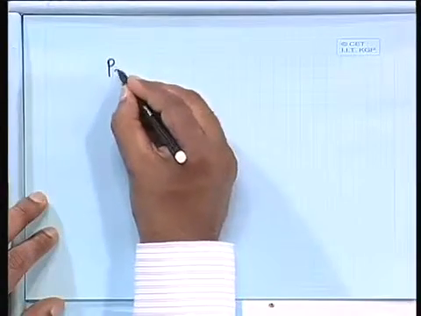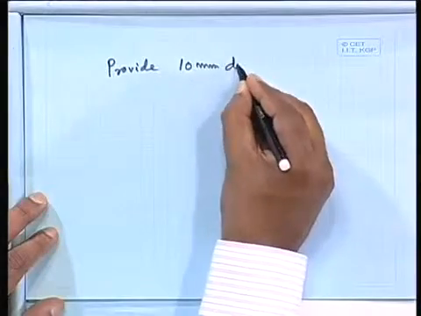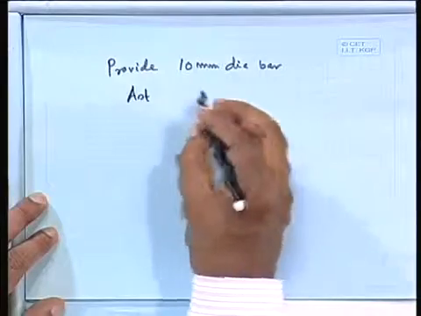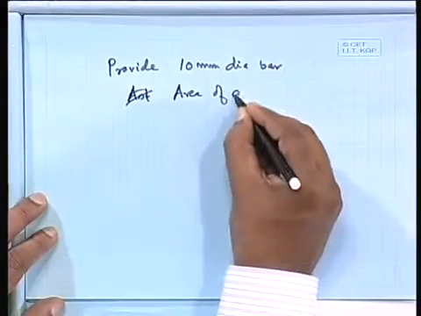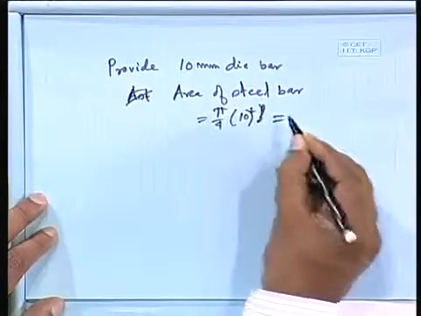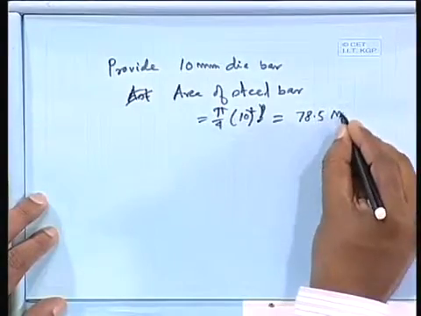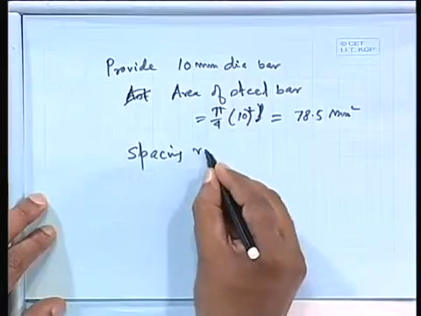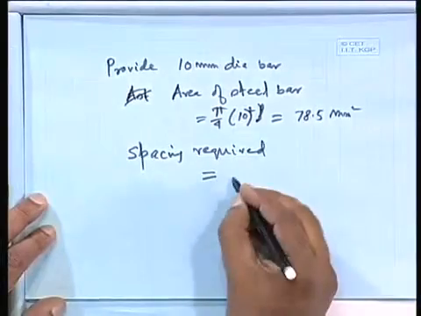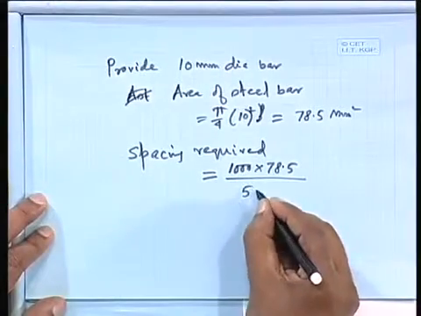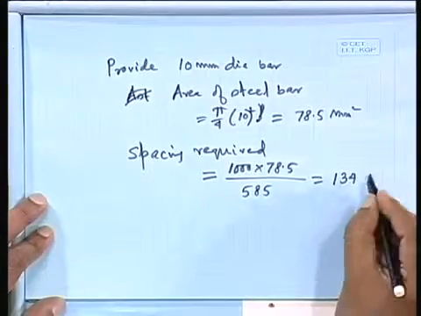Okay. So how much we shall provide then? Let us provide 10 millimeter dia bar. Area of steel bar equals 78.5 square millimeter. So we can get this one. So spacing required equal to 1000, because we have to calculate on the basis of 1000 millimeter per meter width, times 78.5 divided by 585, which comes as 134 millimeter.